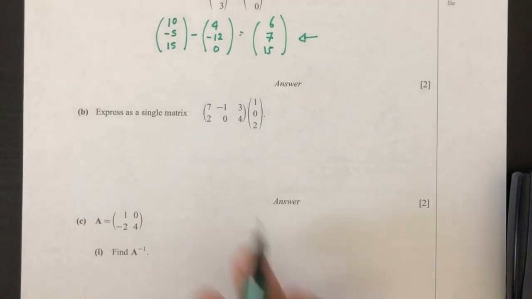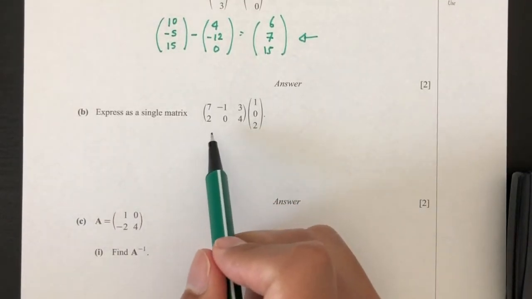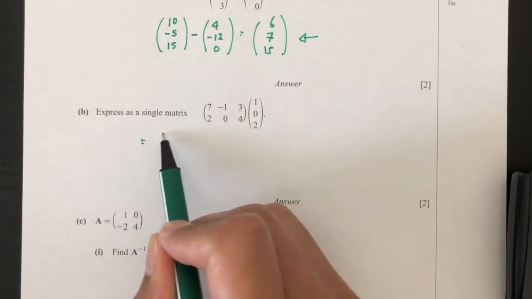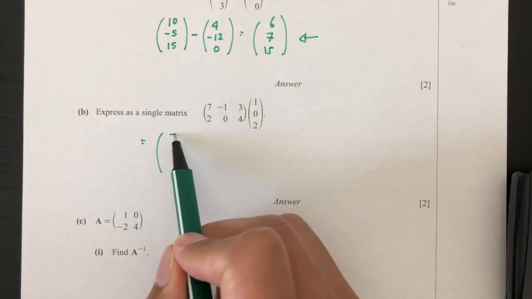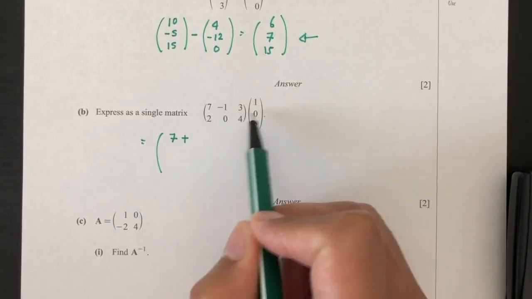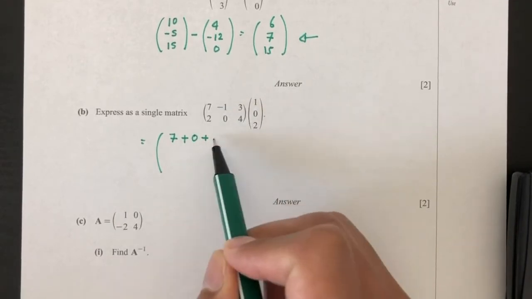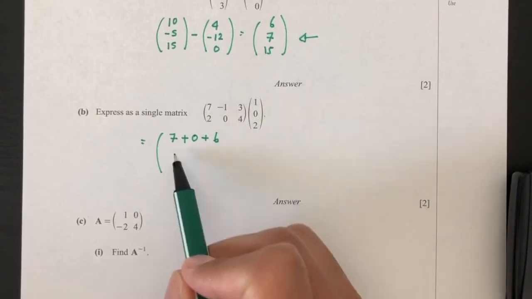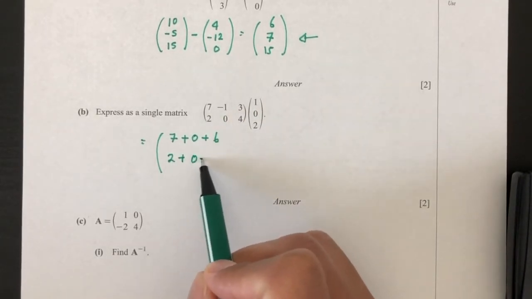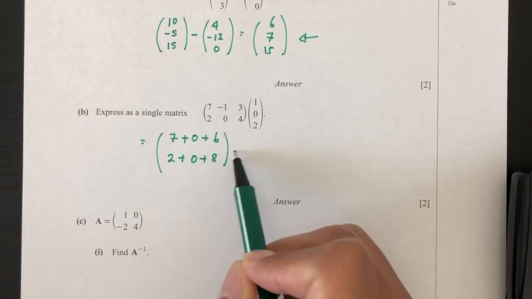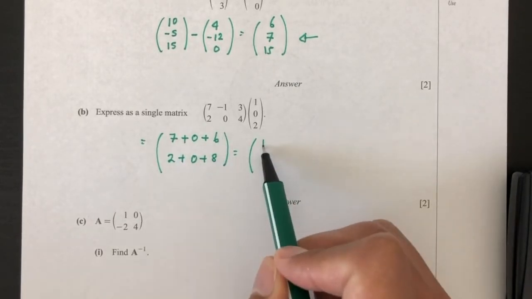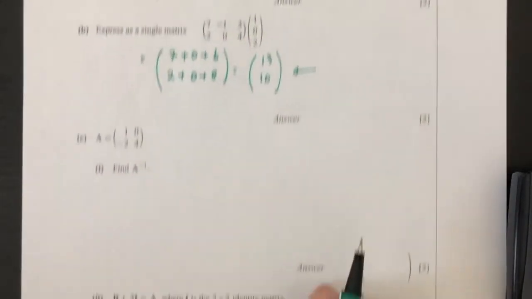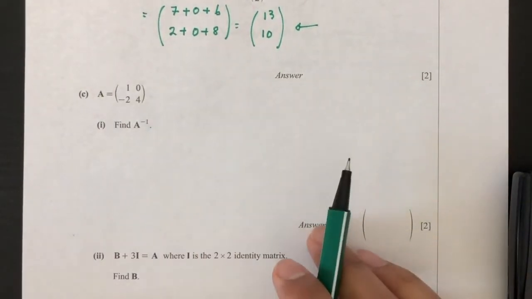Now for part 2, expressed as a single matrix. This is matrix multiplication, so it's always rows by column. So rows by column, 7 times 1 is 7, plus minus 1 times 0 is 0, plus 3 times 2 is 6. And now this row by this column, so 2 times 1 is 2, plus 0, plus 8. This will equal to 7 plus 6 will be 13, and that will be 10. 13, 10.